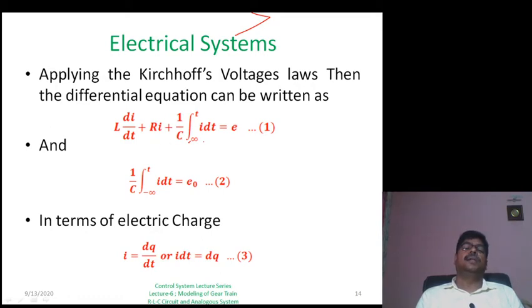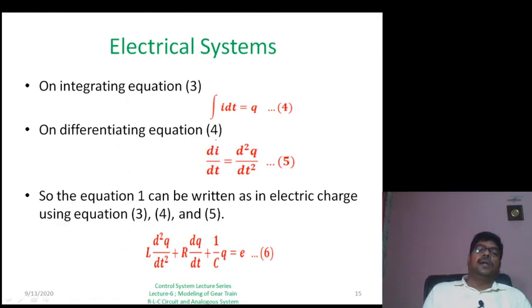And this integral from minus infinity to t of I dt can be simply represented by q. So you can finally write the expression L d square q upon dt square plus R dq by dt plus q by C equals E. So any series RLC circuit can be represented in terms of the charge or in terms of the current if the applied voltage is E.